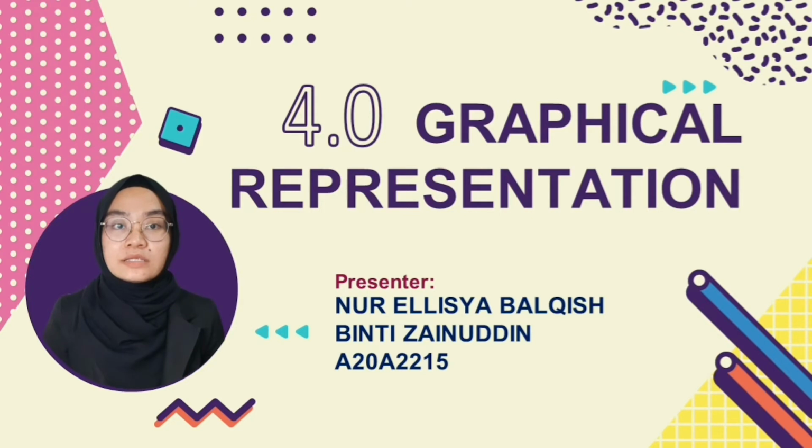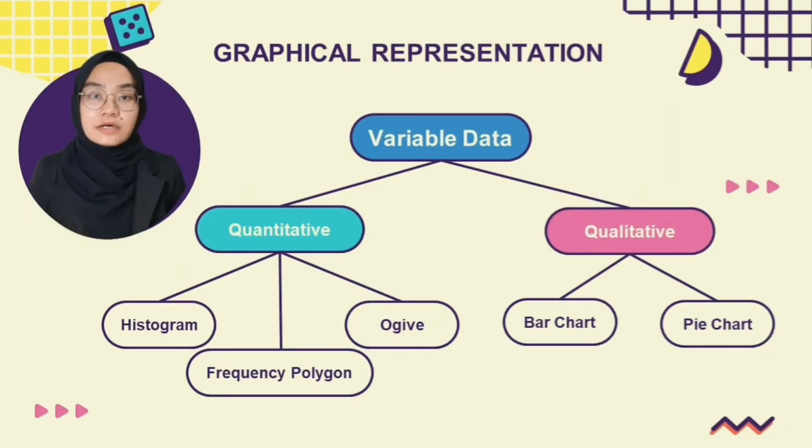Today, I would like to present 4.0, graphical representations. Graphical representations refer to the use of charts and graphs to graphically show, analyze, explain, and comprehend numerical data, functions, and other qualitative structure. The type of graphical representation used will depend on the nature of the data, whether it is quantitative or qualitative data. We present our data in histogram, frequency polygon, bar chart, and pie chart in this report.